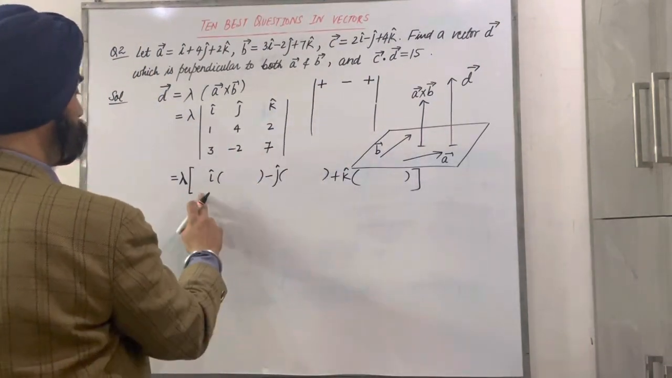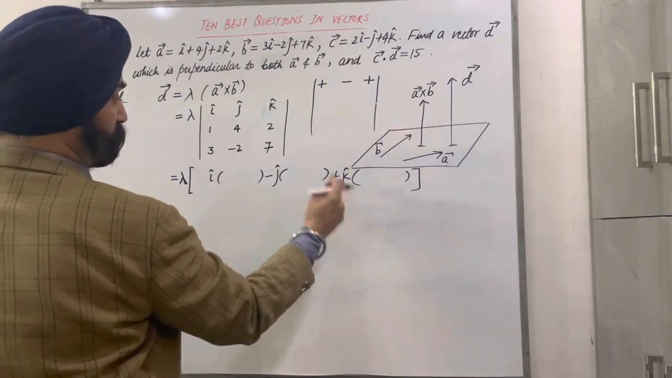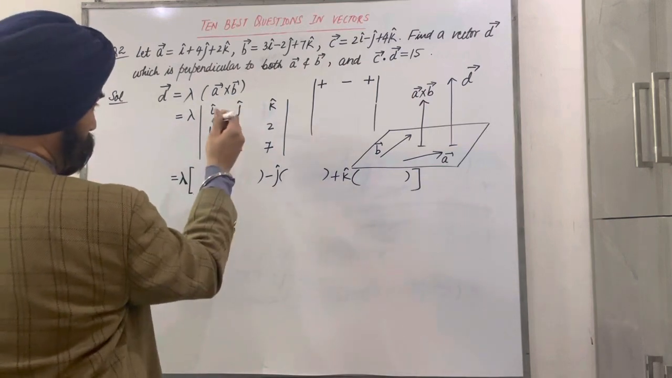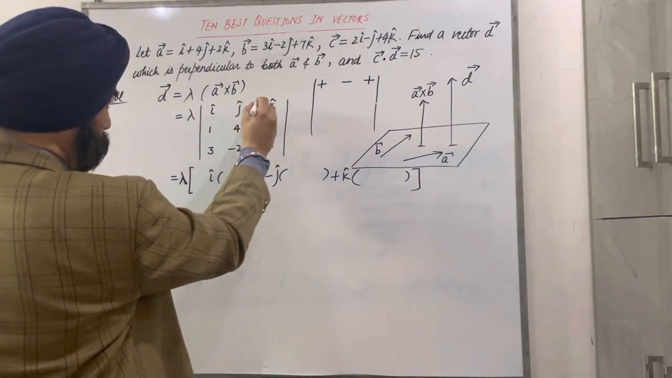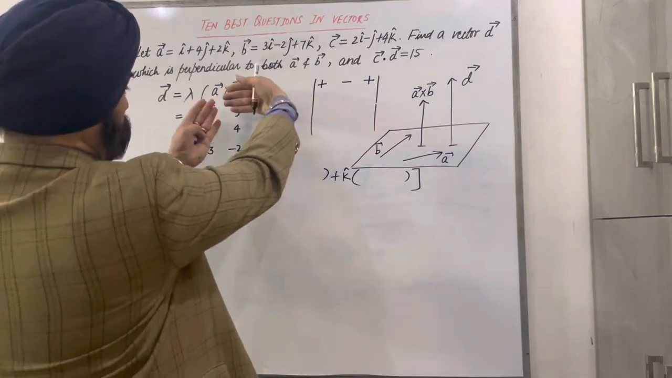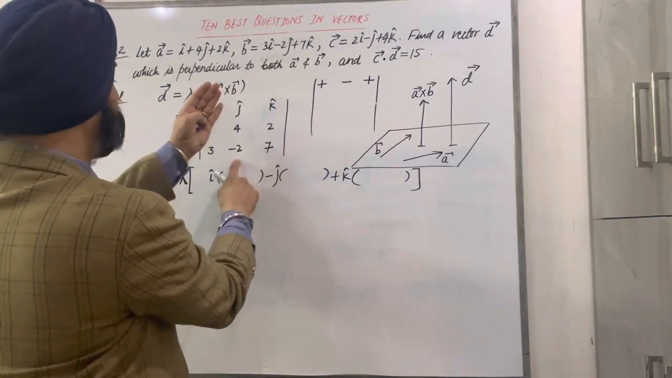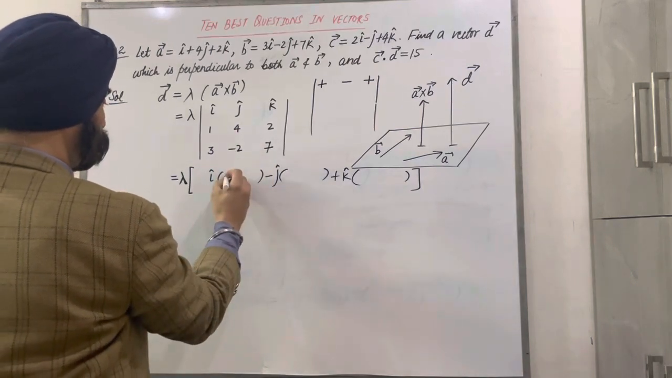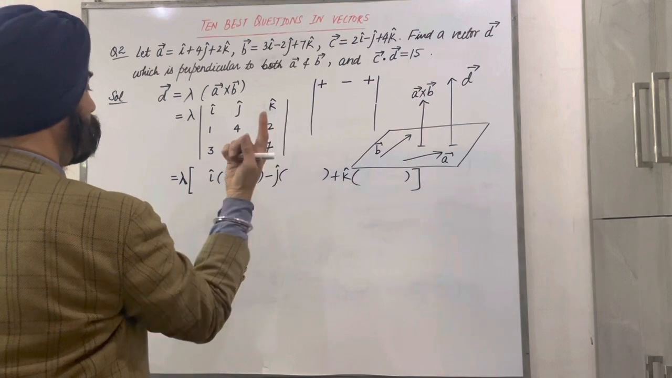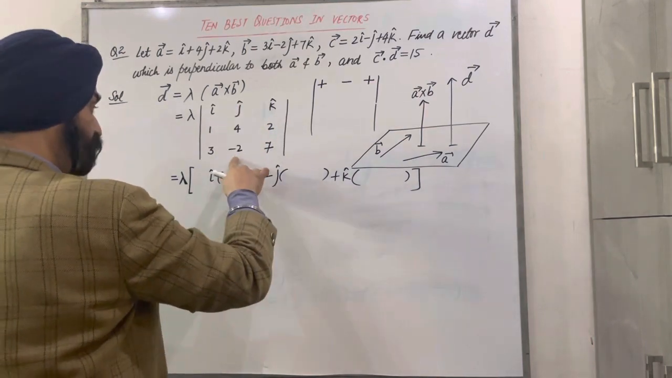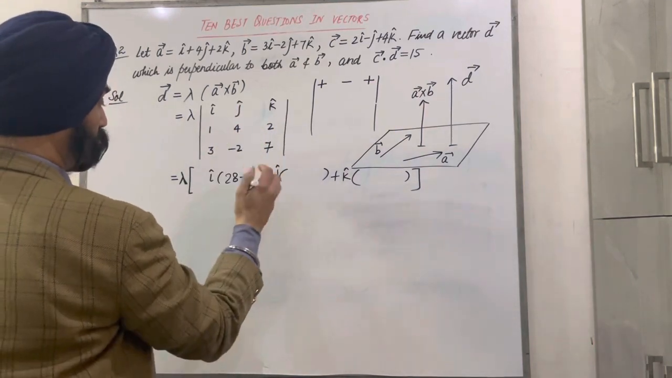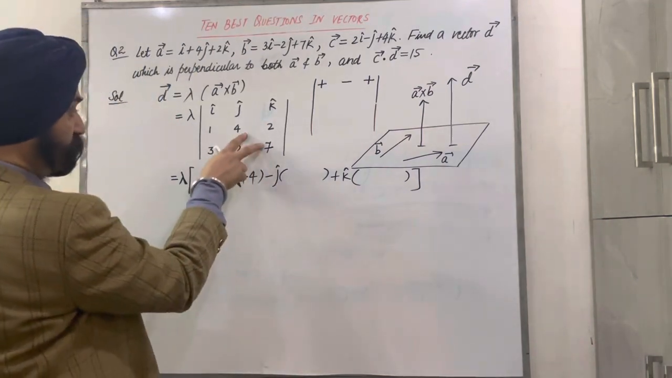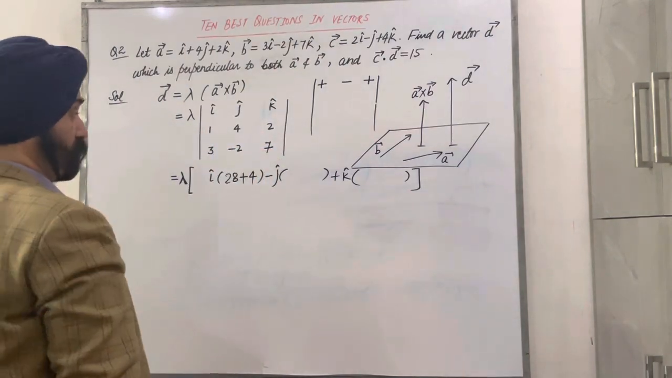So I've written positive here, negative here, and this positive over here. This is a basic thing. Now with i, I must simply delete the row containing i and the column containing i. So I'll be left with 4, 2, minus 2 and 7. The product of these two elements, 7 4s are 28, and from there minus the other product, minus 2 into 2, that makes it minus 4. So this makes it plus 4.